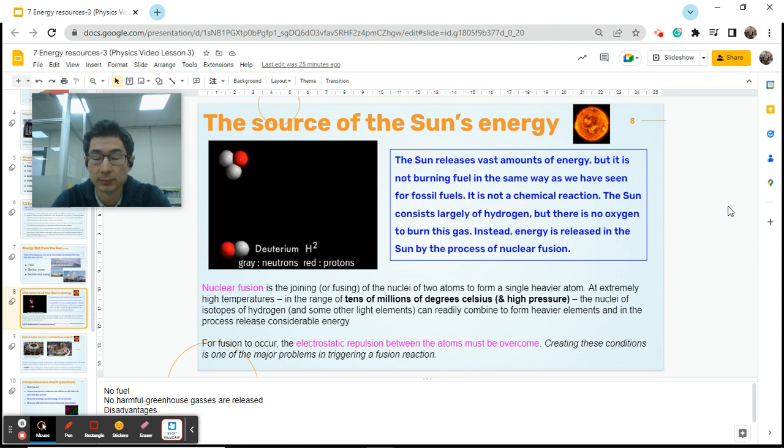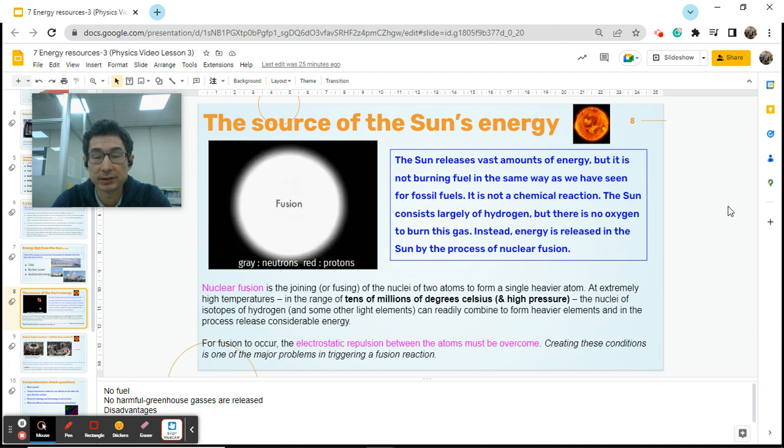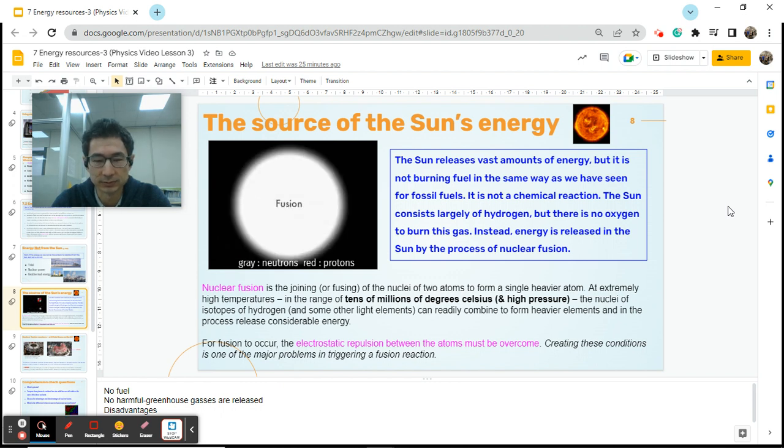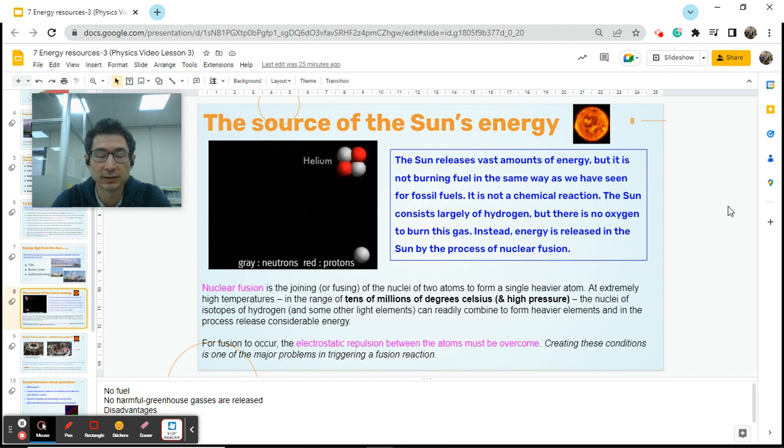And this process requires an extremely hot environment as well as high pressure, which is very difficult to create here on Earth. Otherwise, we could have made some reactor just like the sun, a small sun, and gotten unlimited energy from that. But still, this research is going on. I'll talk about it on the next slide.